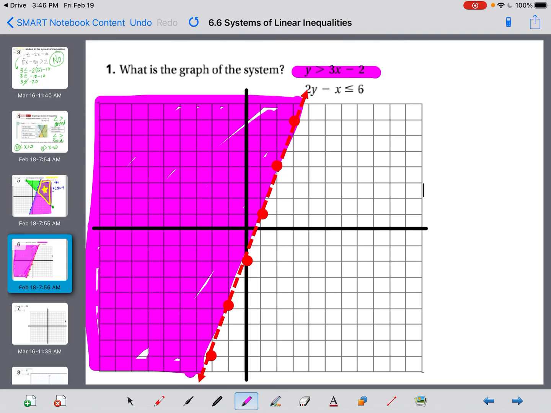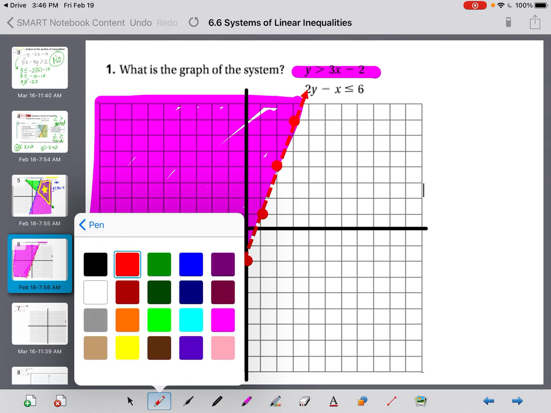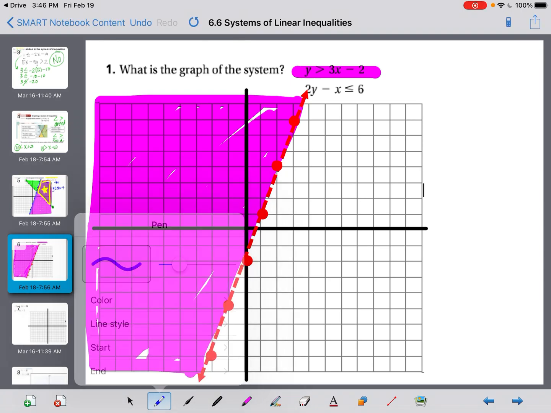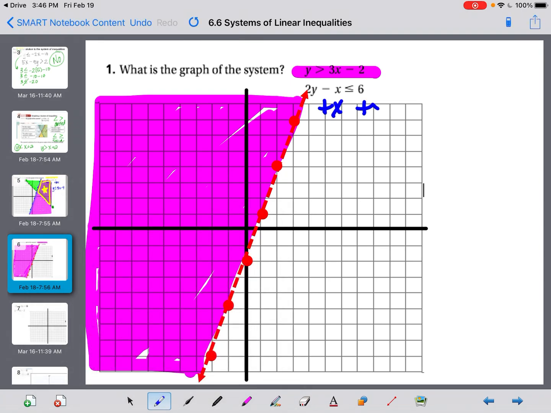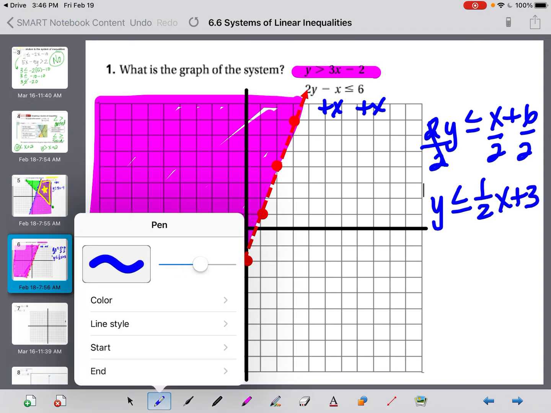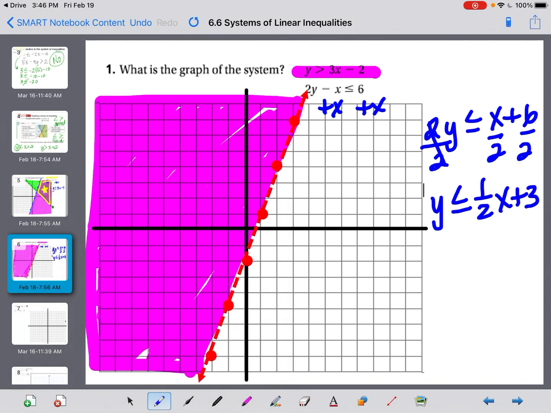Okay, the second one I need to get in the right order. I need to get the y by itself, so I'm actually going to add x to both sides, which would leave me with 2y is less than or equal to x plus 6. And I'm going to divide by 2, so I have y is less than or equal to 1/2 x plus 3. Okay, so I'm going to start with my line at 3 on the y-axis, and my slope is up 1/2.